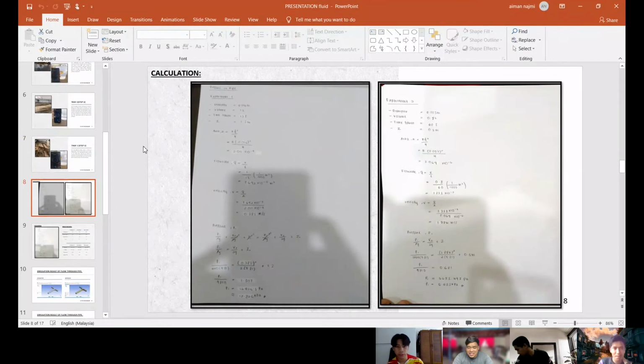Okay, for the calculation, we have 3 experiments. So we have calculation for experiment 1, experiment 2, and experiment 3. We got the result and data from the experiment that were conducted by Muhamad Badrin. So this is experiment 1 on the screen. After the calculation, we tabulate the result and the data. So next page.